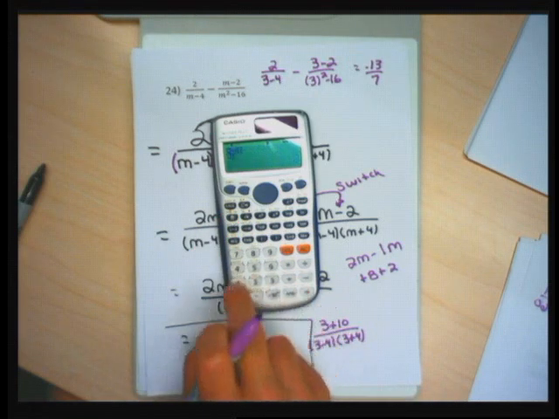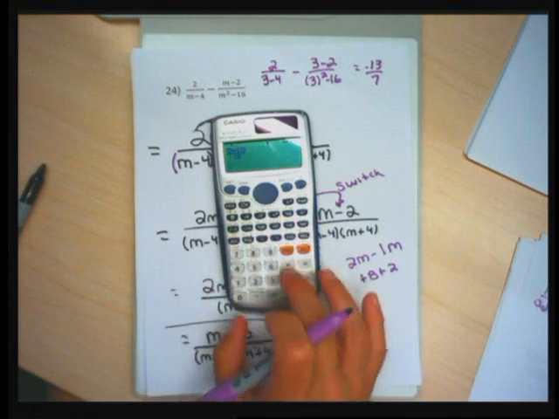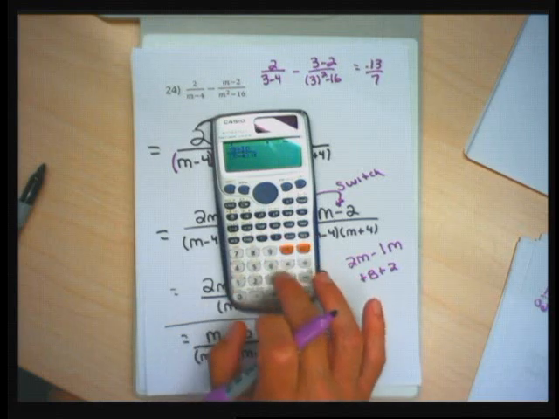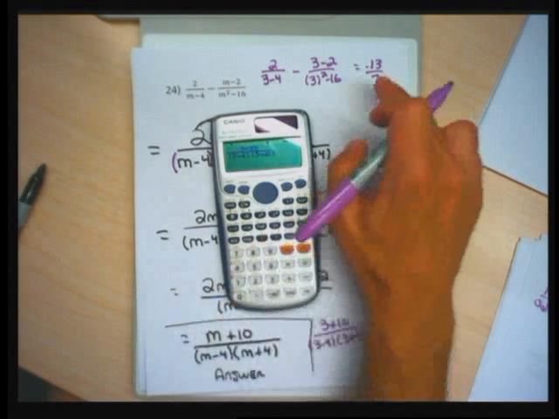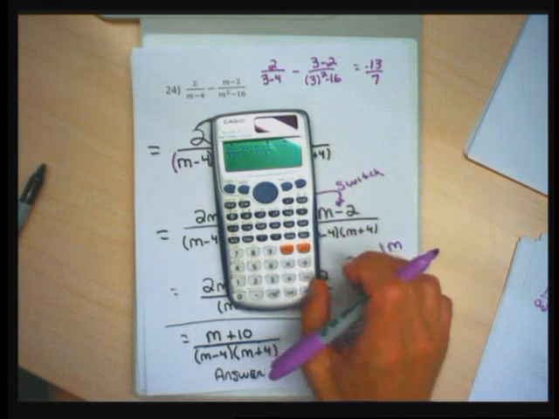I'm going to go 3 plus 10 over 3 minus 4 times 3 plus 4. I hope like heck I get negative 13 over 7. Beautiful.